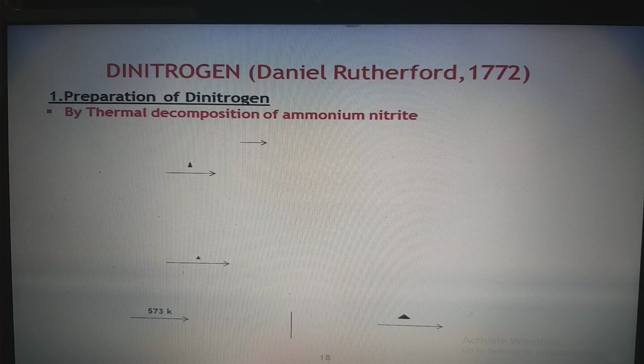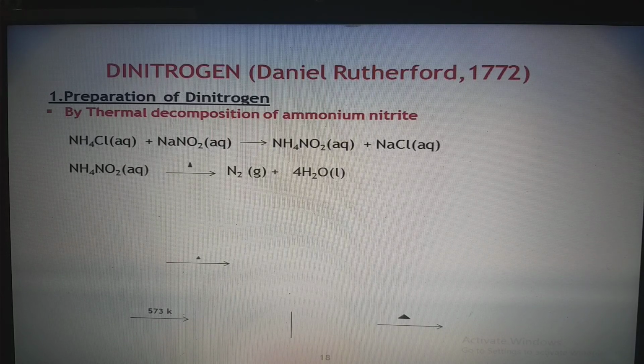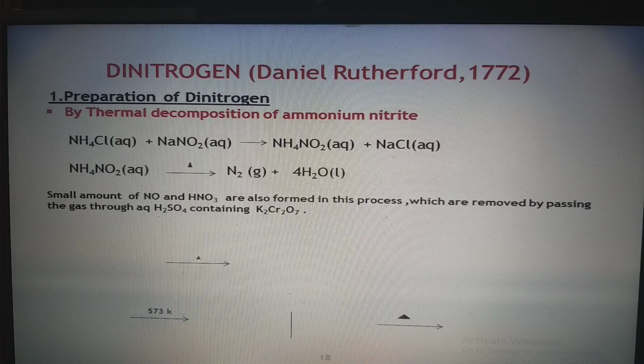The first method is by thermal decomposition of ammonium nitrite. Aqueous solution of ammonium chloride reacts with the aqueous solution of sodium nitrite to give ammonium nitrite and NaCl. But NH4NO2 is unstable, so it readily decomposes into free nitrogen. A small amount of nitrogen oxide and nitric acid are also formed in this process. These are removed by passing the gas through aqueous sulfuric acid containing potassium dichromate.